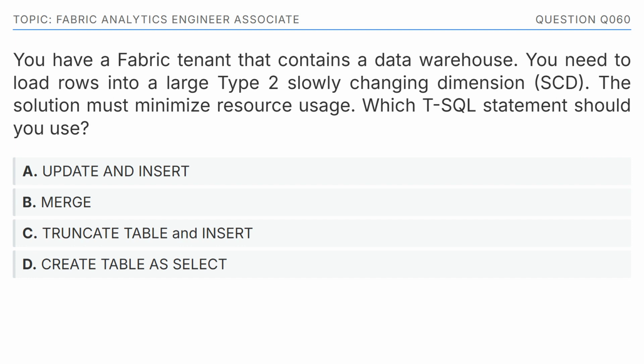You have a Fabric tenant that contains a data warehouse. You need to load rows into a large Type 2 slowly changing dimension, SCD. The solution must minimize resource usage. Which T-SQL statement should you use? The options are: Option A, update and insert. Option B, merge. Option C, truncate table and insert. Option D, create table as select.